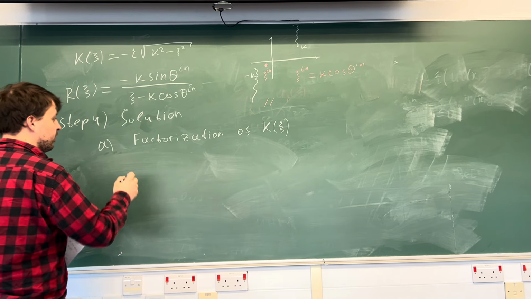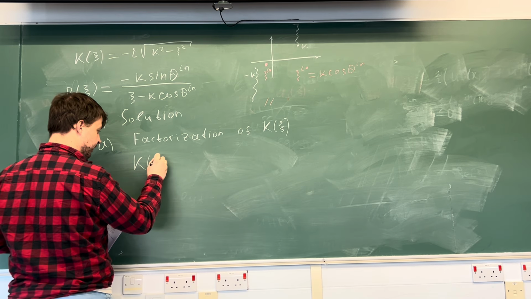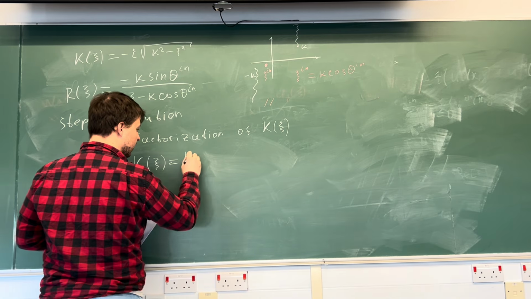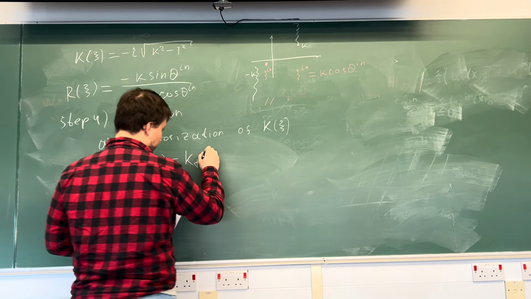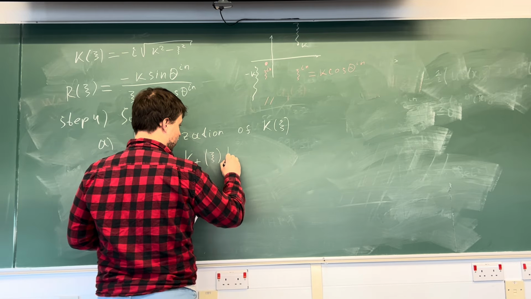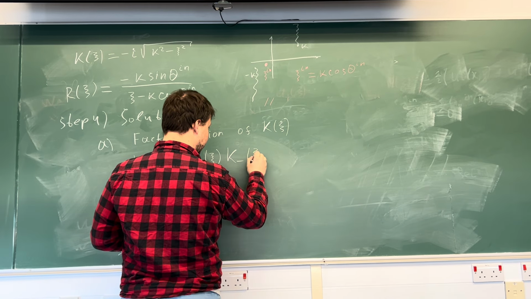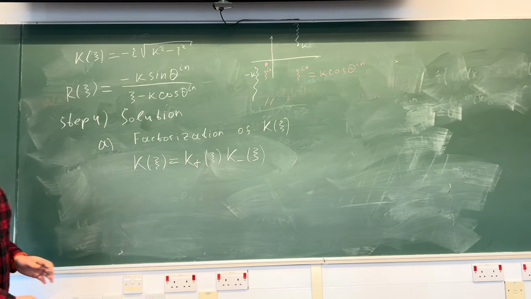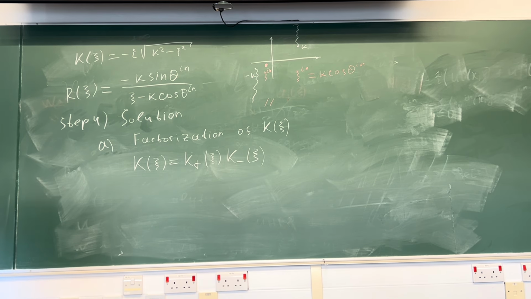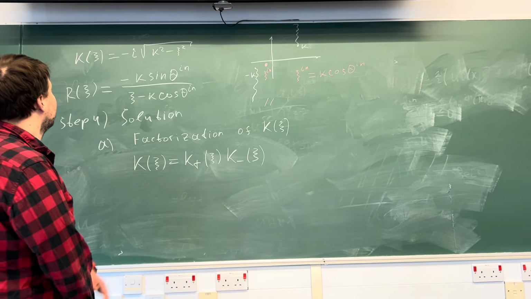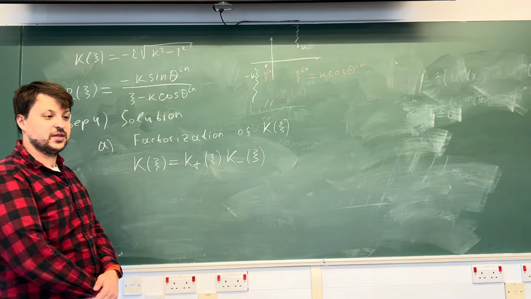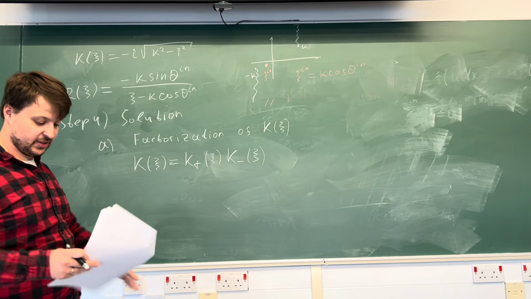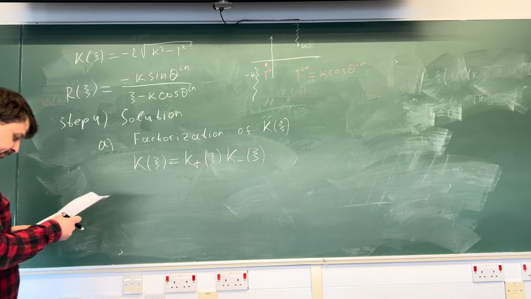So, what do I mean when I say we need to factorize? It means we need to do what is known as a multiplicative factorization. So we need to present K as a product of 2 functions, one of them analytic in the upper half plane, another one analytic in the lower half plane. So, do you have any ideas what is K plus and what is K minus?